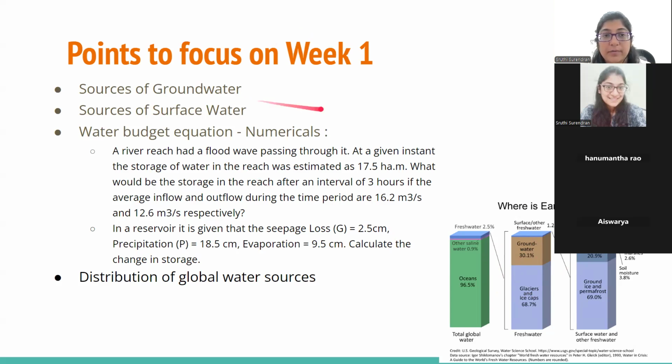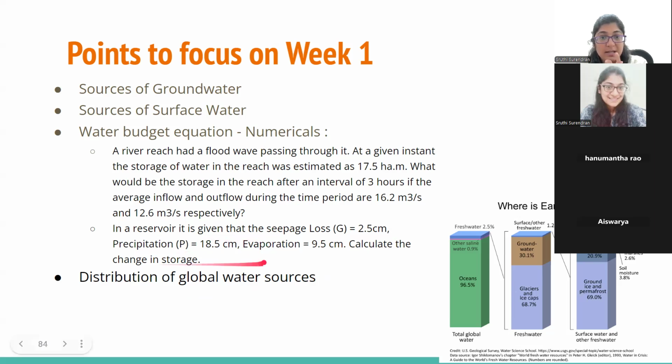Then what are the sources of groundwater? Like there are springs, all of that are sources of groundwater. Sources of surface water are rainfall, runoff, all of these are sources. This is the distribution of global water surface. And then here are two types of problems that can come. This is the problem that I was talking about.